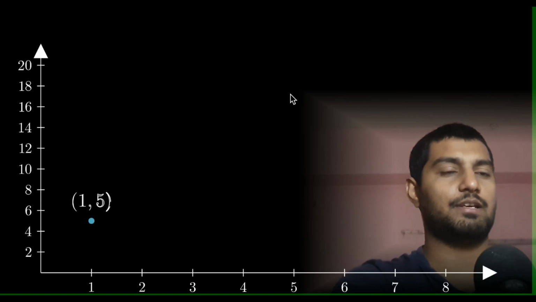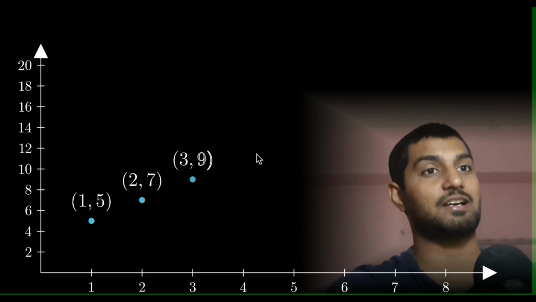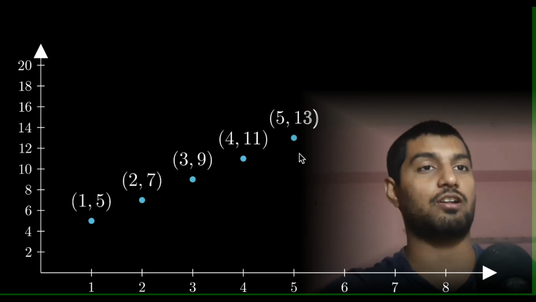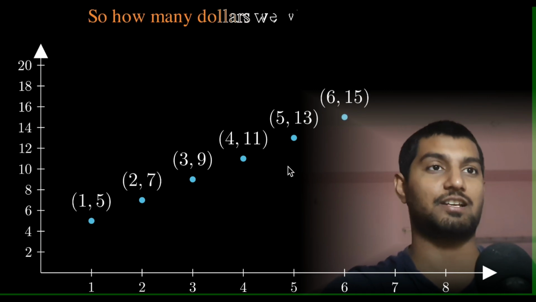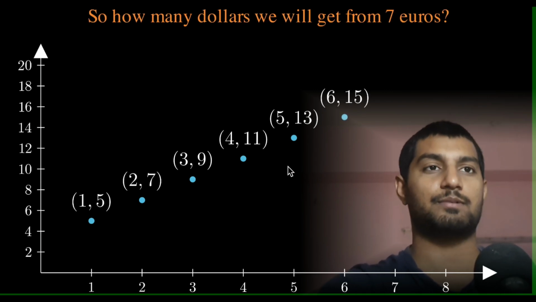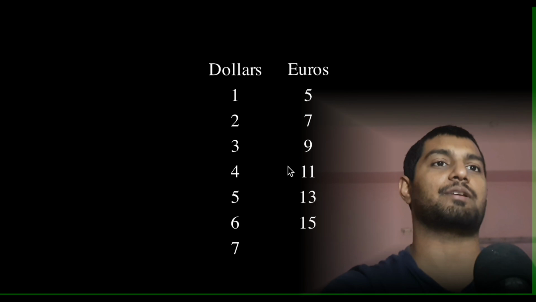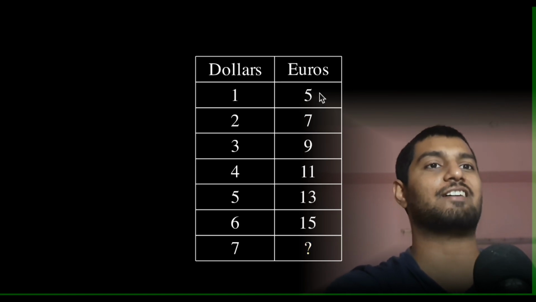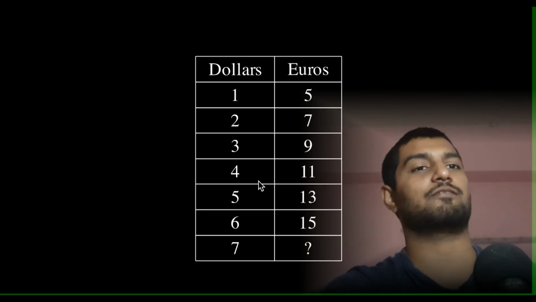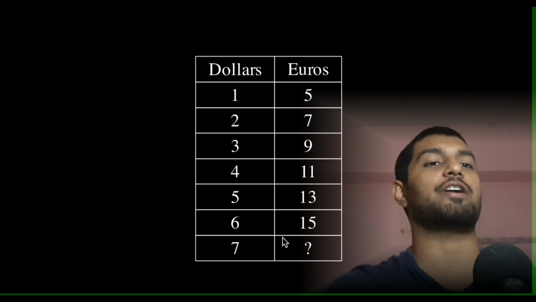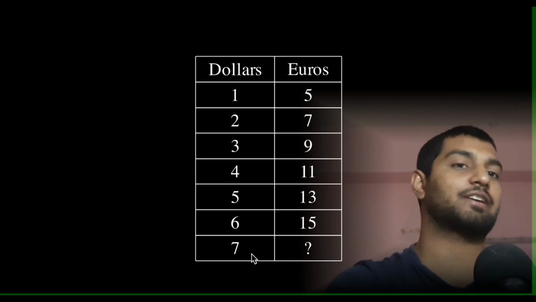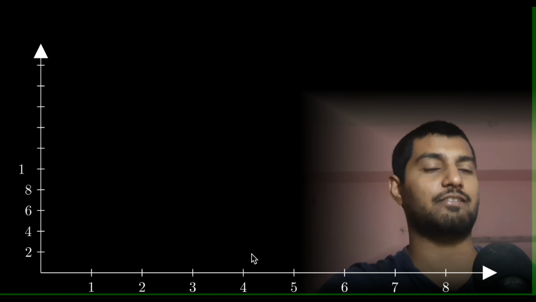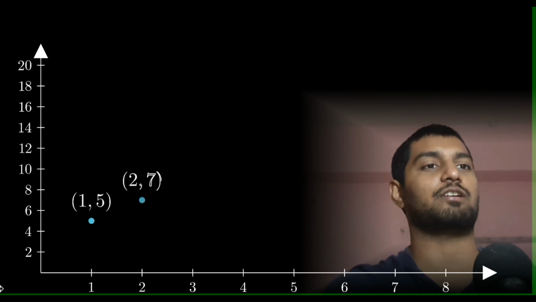And then probably this one is the last example, the dollar and euro, which I asked you initially, right? In this example, dollars in euro, we have 1, 5, 2, 7, 3, 9, 4, 11. This again I'll change into points, and then we have to find for 7. So we can find a graphical function, and then we can find an algebraic function, and then we can use either of them to find the answer.